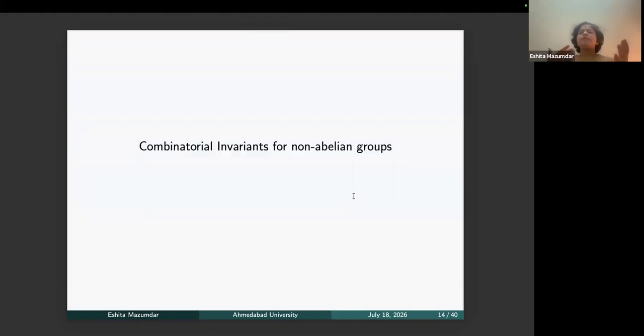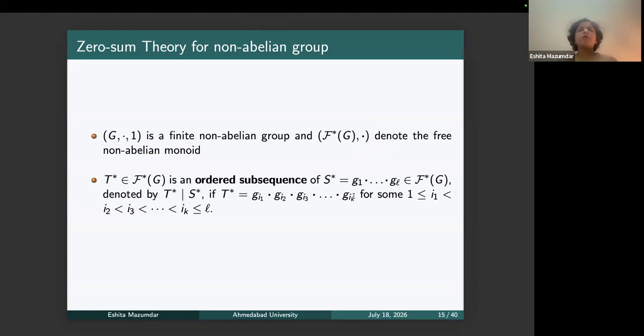Now let's move to the case to understand what happened for the non-abelian setup. For the non-abelian case, from now on I'm considering G to be a non-abelian group, written multiplicatively, with 1 being the identity element. F*(G) denotes the free non-abelian monoid. If you take any sequence like g1, g2, ..., gn, and consider any subsequence T*, then T* is an ordered subsequence if I can write it down in this ordering only.